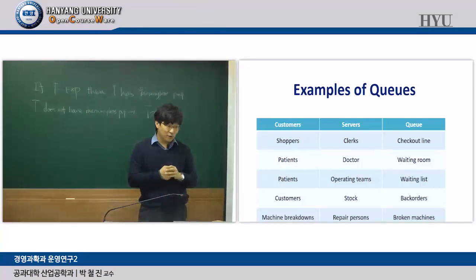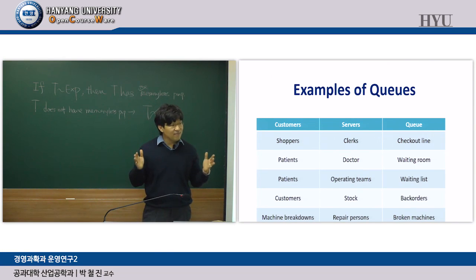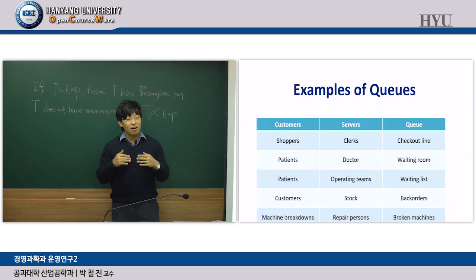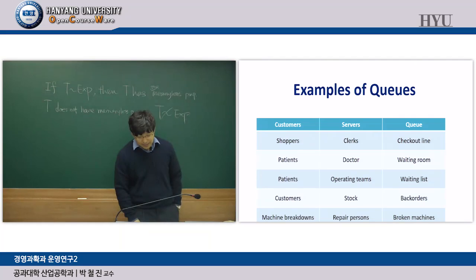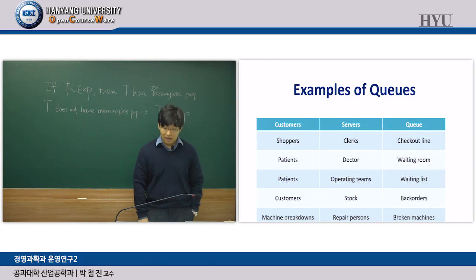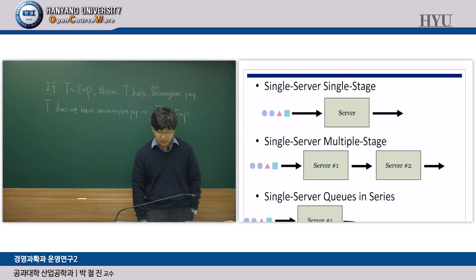But we don't know whether this event is a usual event or not, right? We are going to consider this based on some probability things, stochastic process. Patients, doctor, waiting room in the hospital as customer, servers, and queue respectively, and so on. You can think about many different things.